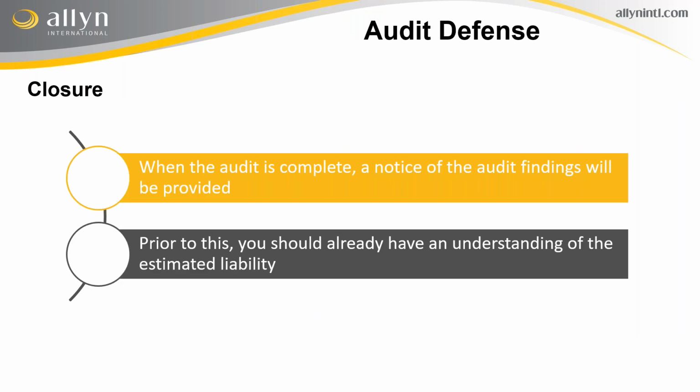So then at the conclusion of the audit, the notice of audit findings will be provided by the auditor summarizing the audit and identifying any areas of tax liability or refund. In advance of your receipt of this report, however, you really should have already gotten an estimate on the expected tax refund or liability because you've been managing the audit throughout the entire process.